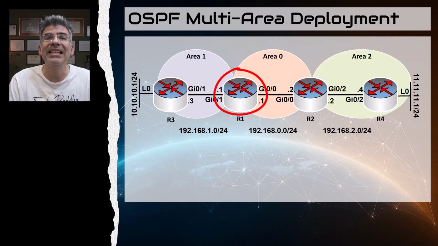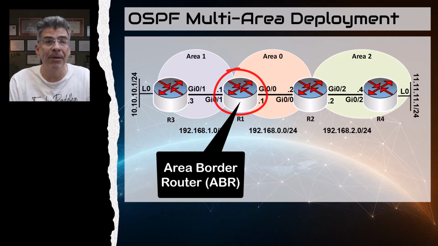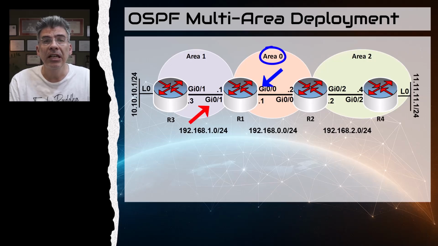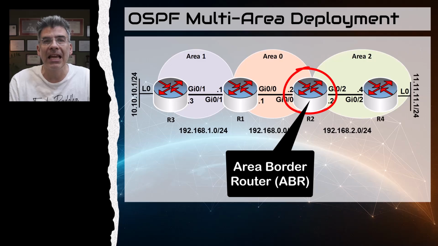Router 1 here is an area border router, or an ABR, because it has one interface in the backbone area and another in another area. For the same reason, R2 here is also an ABR.